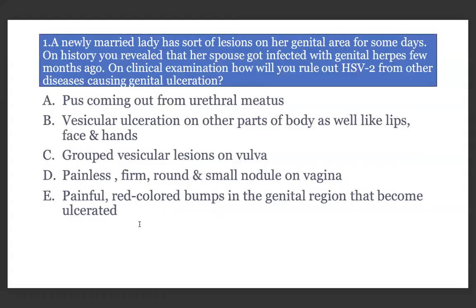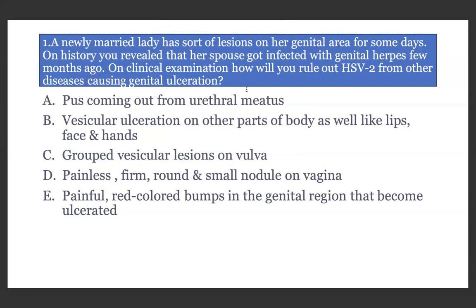MCQ. Question number one: A newly married lady has had a sort of lesion on her genital area for some days. The history revealed that her spouse was infected with genital herpes a month ago. On clinical examination, how will you rule out HSV2 from other diseases causing genital ulceration?